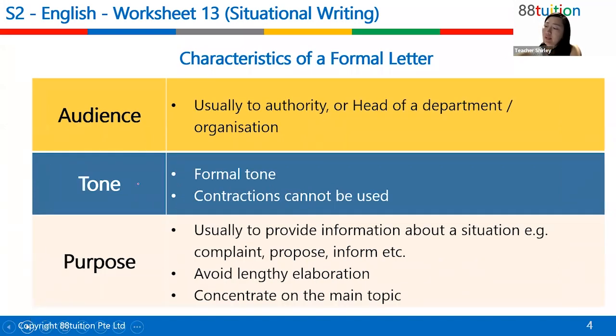Okay, so basically for tone, because it's a formal letter, we are not allowed to use contractions. So for example, do not and don't, we are allowed to use this, but not this. So that's contractions. And then for purpose, because it's a formal letter, we try not to elaborate so much. We will concentrate on the main topic, right? Usually it's to propose as well as to inform.